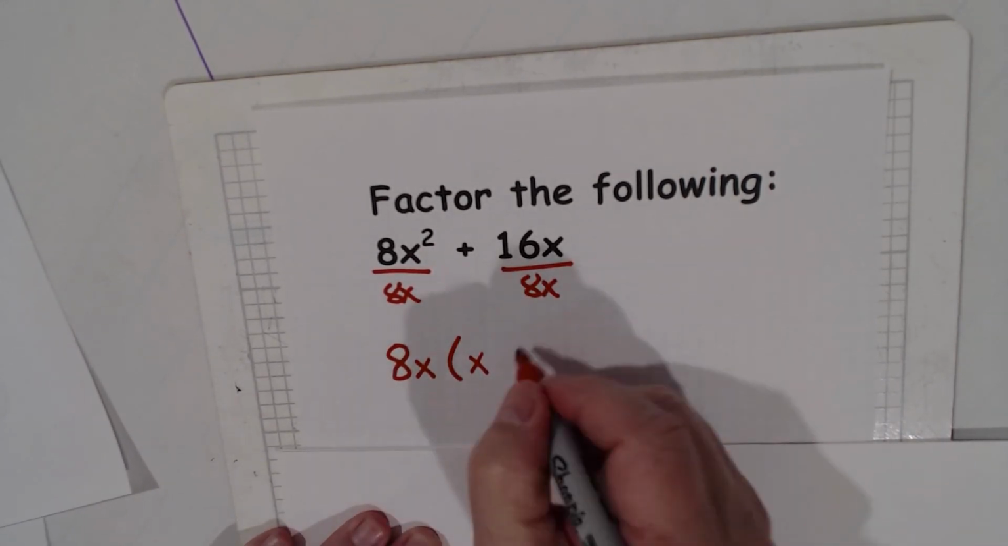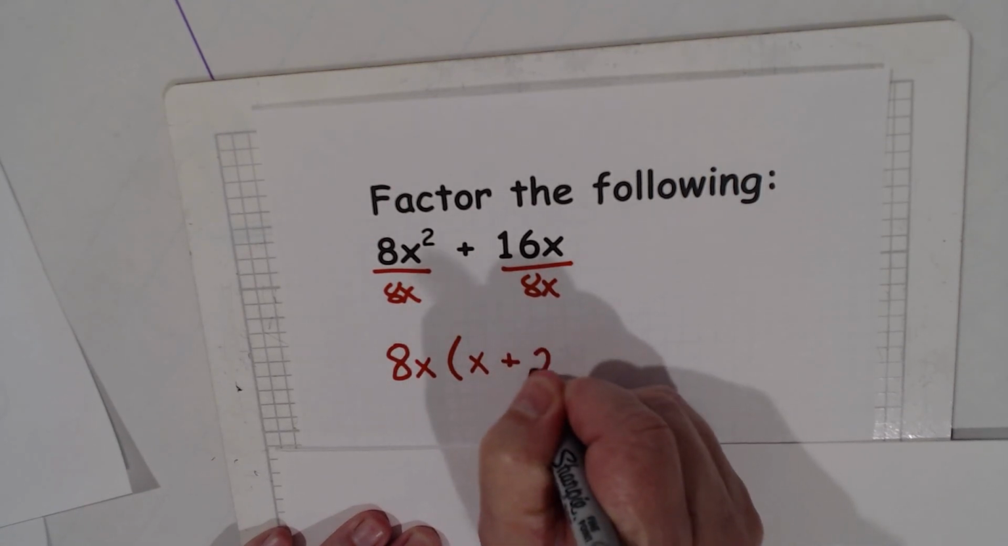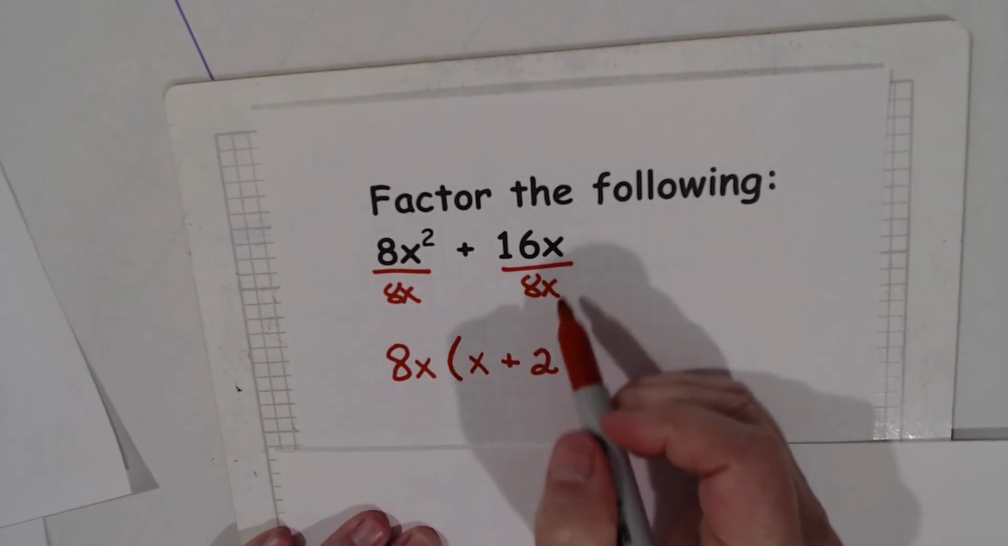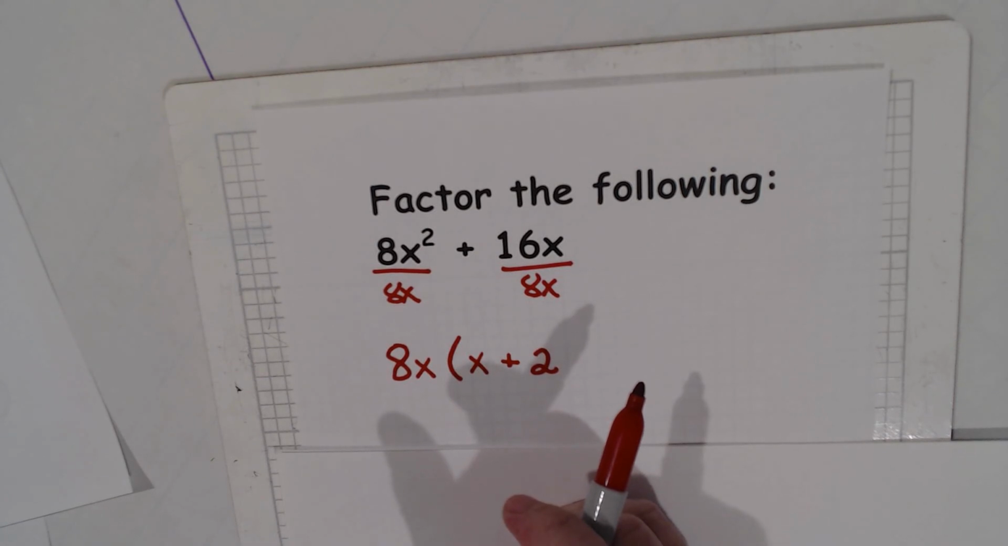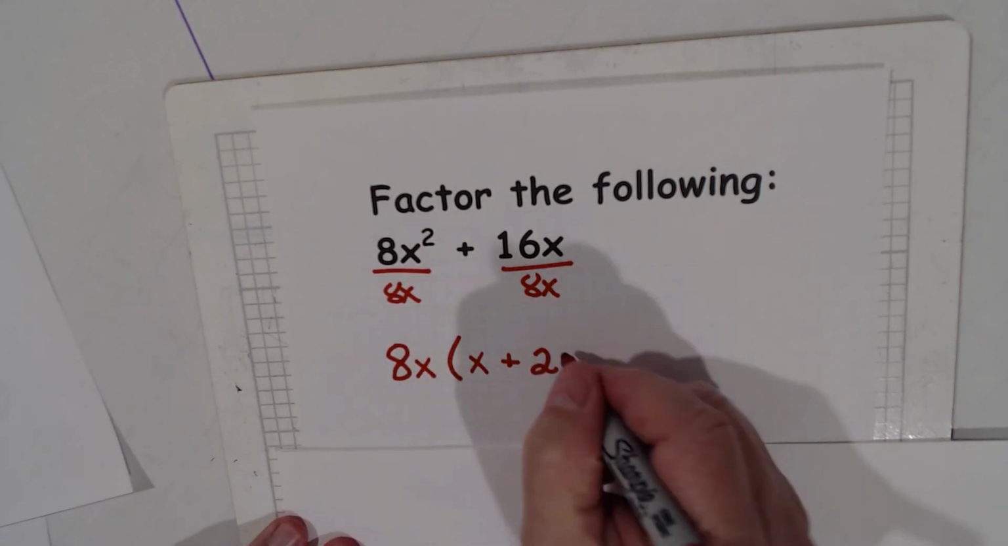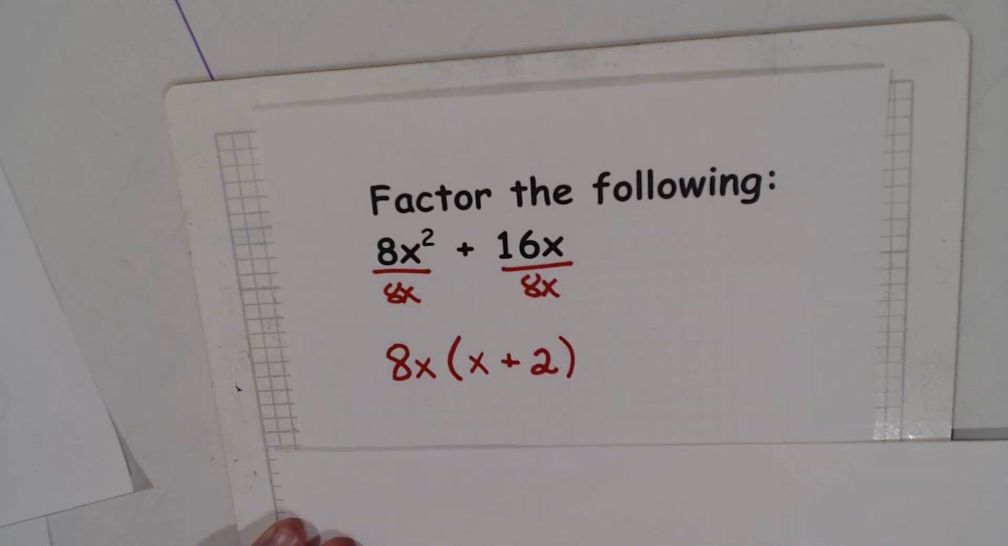16 divided by 8 is positive 2. And x divided by x, if I subtract my exponents, which is what I'm supposed to do in that situation, I should have no x's left over down there on the end.